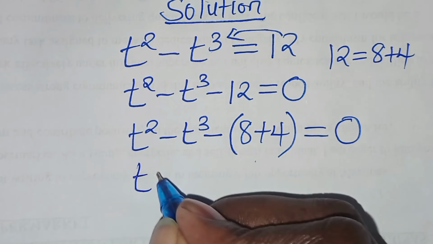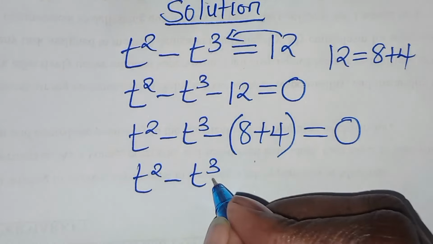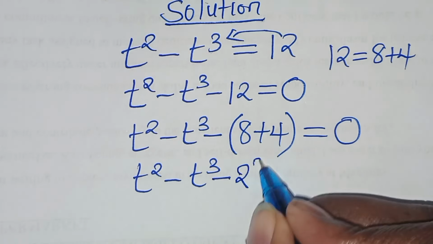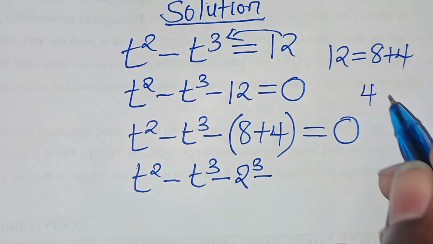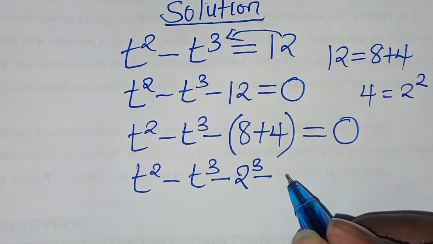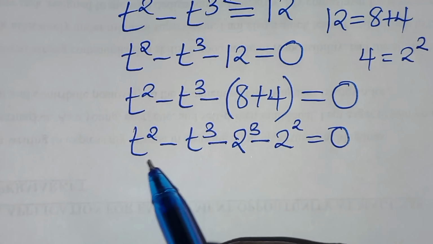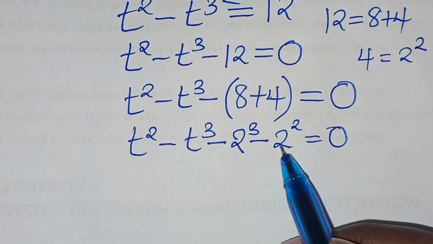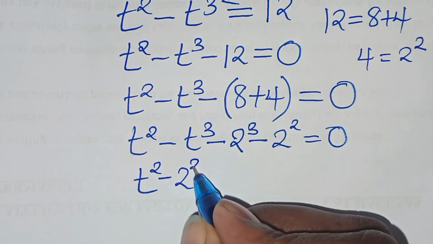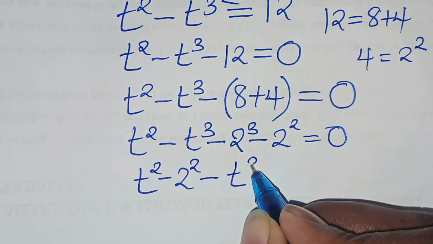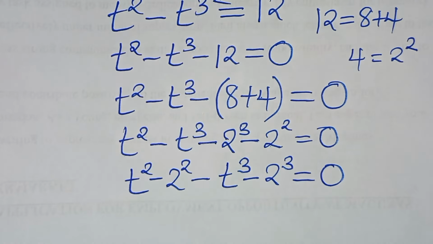So we have t to the power of 2 minus t to the power of 3 minus 8, which you can express as 2 to the power of 3, then minus times plus 4. This is minus 4. Remember, 4 is the same thing as 2 to the power of 2. So this is 2 to the power of 2, equals 0. So here we have t to the power of 2 and 2 to the power of 2, so we can write this as t to the power of 2 minus 2 to the power of 2, subtract t to the power of 3 minus 2 to the power of 3, equals 0.